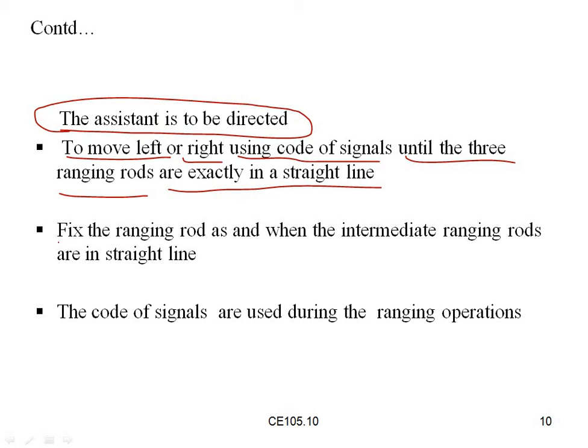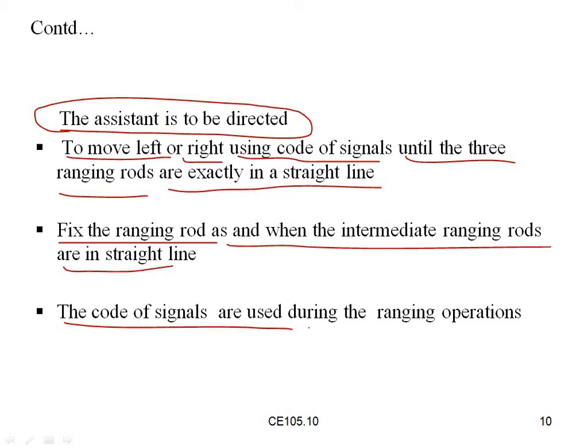And next, after completing, fix the ranging rod when the intermediate ranging rods are in a straight line. When they come into a straight line, we have to fix the ranging rod into the ground. Then next, a code of signals is used during the ranging operations. So we have some code of signals. This code of signals will be used in the ranging operations when we are doing the survey.